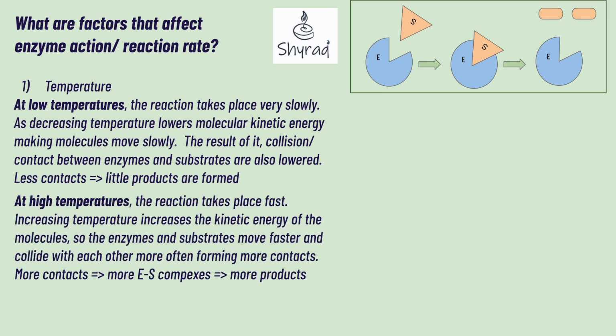At high temperatures, the reaction takes place fast. Increasing temperature increases the kinetic energy of the molecules, so the enzymes and substrates move faster and collide with each other more often, forming more contacts. More contacts, more enzyme-substrate complexes. As a result of it, more products.